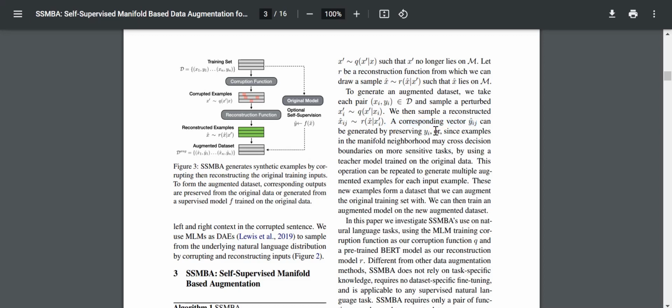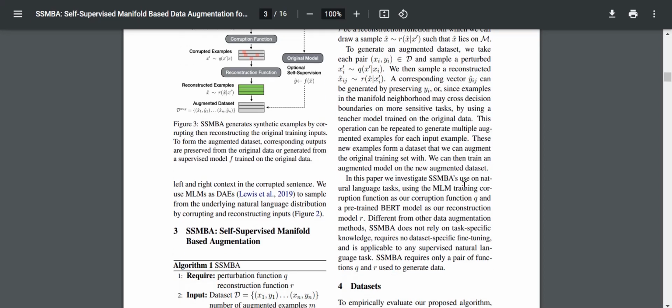generated by either preserving the label, or, if the sample is quite close to the decision boundary, maybe the one word which was making it associate to a particular class is changed, then you need to repredict your label. So you need to repredict the label in more sensitive tasks. For this, you can use a model which was trained on the original data. This operation can be repeated to generate multiple augmented examples for each input example. These new examples form a dataset that we can augment the original training set with. We can then train an augmented model on the new augmented dataset.